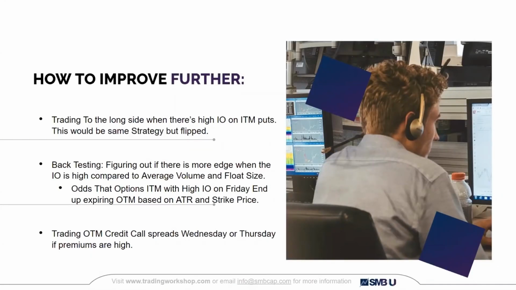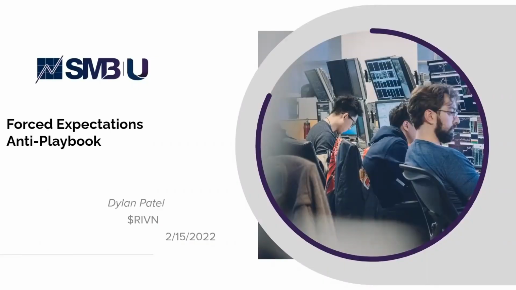And then here's the option strategy. So not even trading equity in this perspective, but trading out of the money credit call spreads Wednesday or Thursday if the premiums are high enough, with the idea that it closes, they get bagged and close below strike price. So basically you're playing the same side as the call sellers in this case. On Rivian from this week, the 15th.